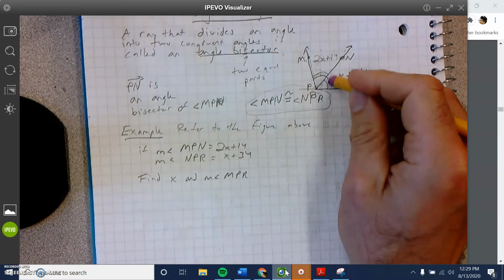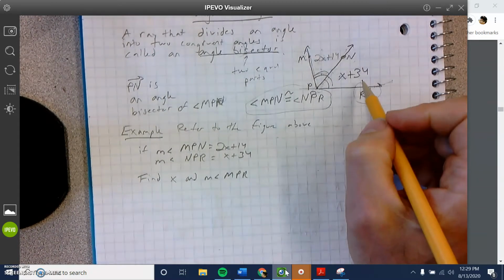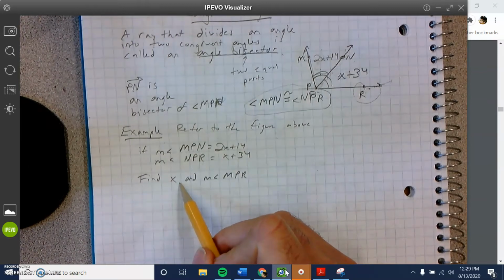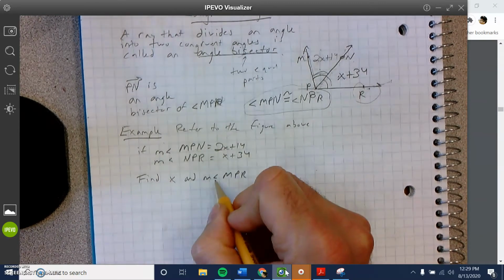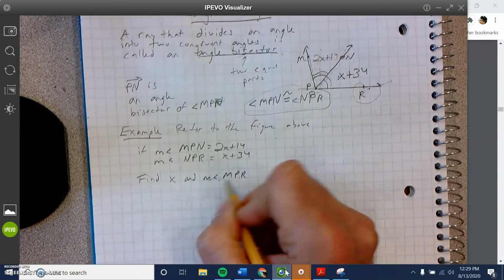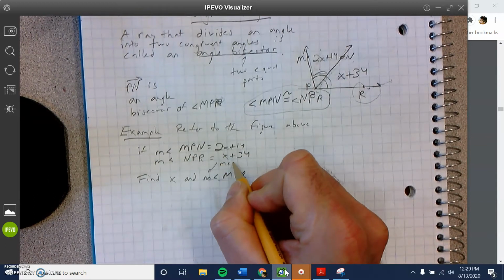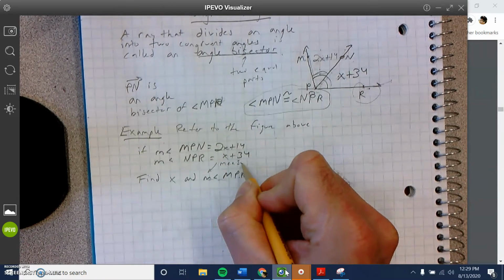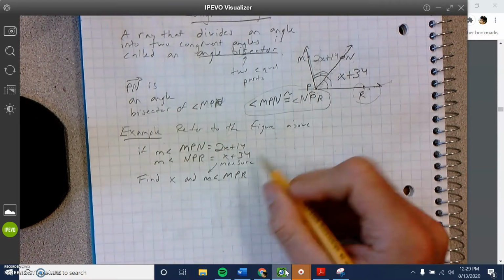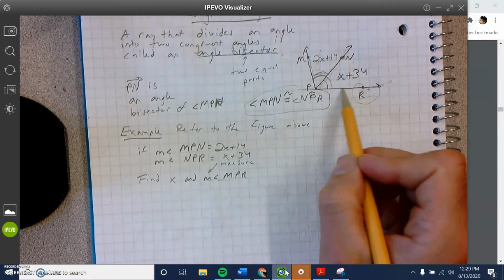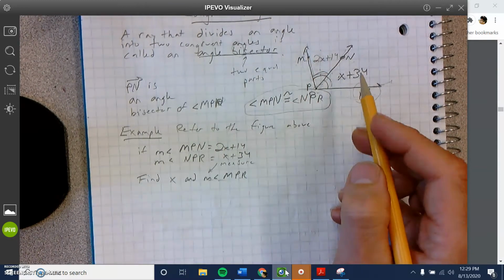That 5 is not there. That should be erased. Okay. Find x and m. m means measure of angle. So I need this in degrees. That little m in front of the angle sign means measure. The measure of angle MPR. So I need this whole obtuse angle, so I know it's going to be over 90.